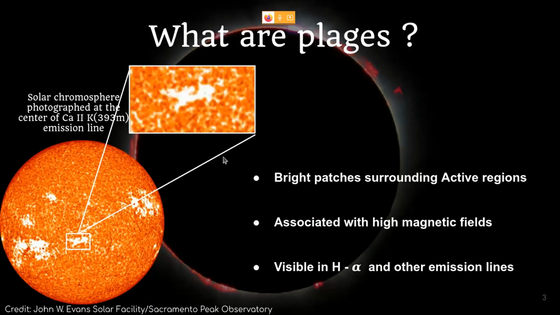They are visible in H alpha and other emission lines. If we are talking about H alpha, there are emissions of some colors, which you can also see in the background, emitted at the ring of the chromosphere. These are because of the H alpha emissions. And we can also see some prominent features of plages in carbon IV emission lines, sorry.